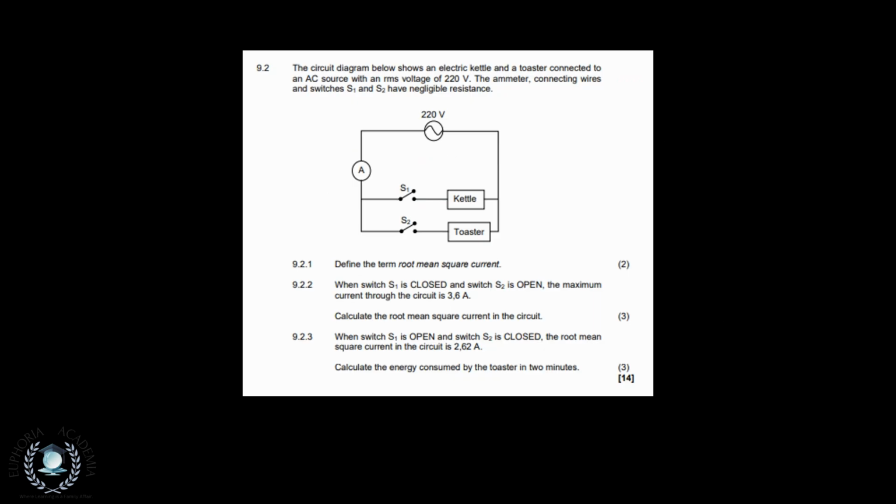All right, let's quickly do an RMS circuit.